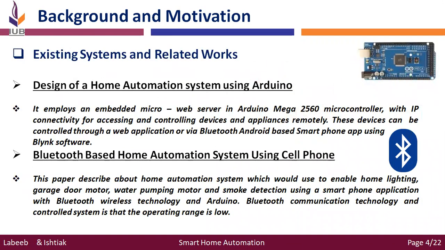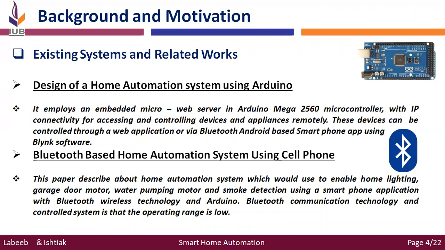So here are the existing systems and related works. Design of a home automation system using Arduino. It employs an embedded micro web server in the Arduino Mega 2560 microcontroller with an IP connectivity for accessing and controlling devices and appliances remotely. This device can be controlled through a web application or via a Bluetooth Android-based smartphone app using Blynk software. And another project is Bluetooth-based home automation using a cell phone.